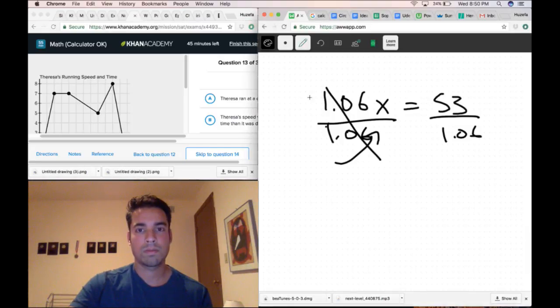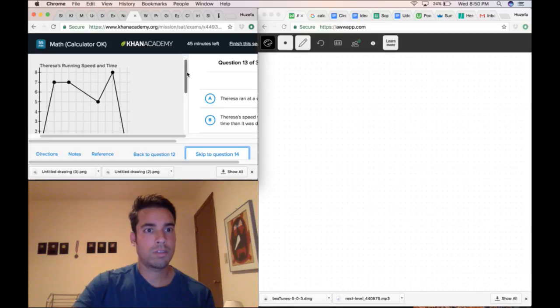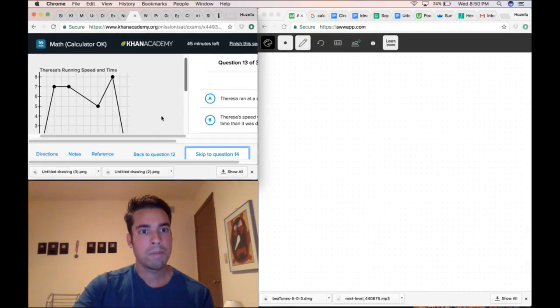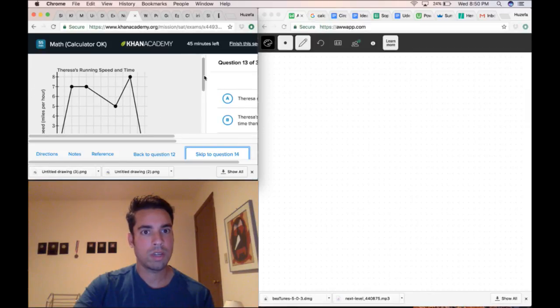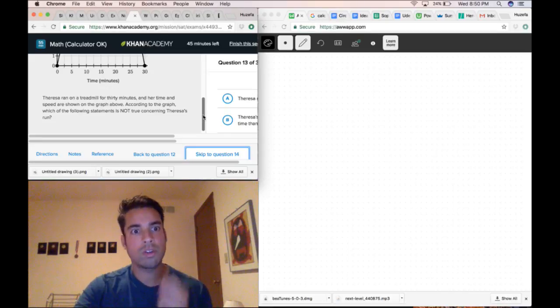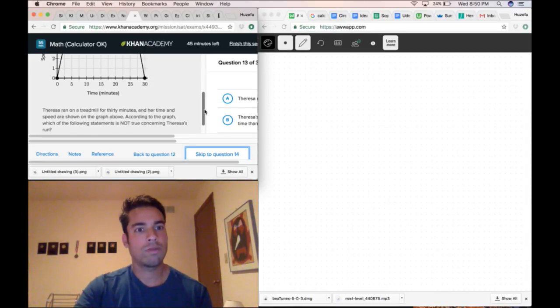Next. So Teresa's running speed and time. Look at that, that's her running, and that's her speed, in miles per hour, and that's time. Teresa ran on a treadmill for 30 minutes, and her time and speed are shown in the graph above. According to the graph, which of the following statements is not true concerning her run?